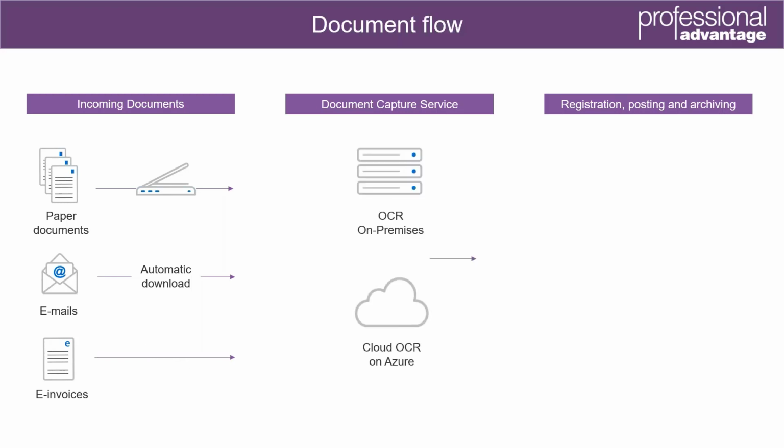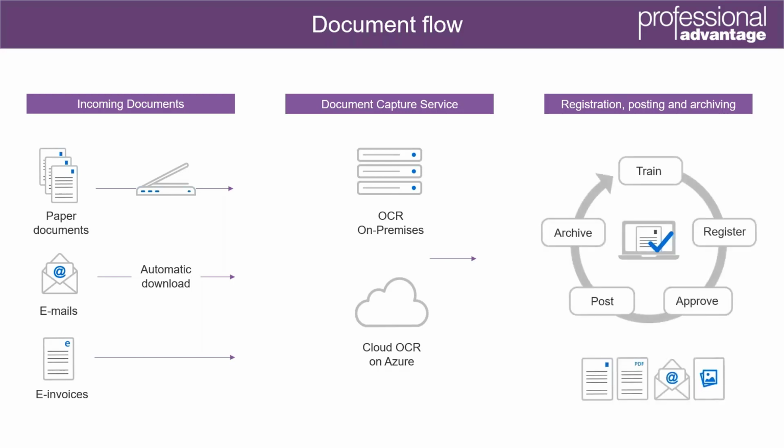They're either processed by an optical character recognition, or OCR, service on-premise, or optionally by Continia's cloud OCR service. Either of those can be used. And when the document actually arrives in Business Central, the accounts payable clerk runs through these steps. The first thing they do is train it.